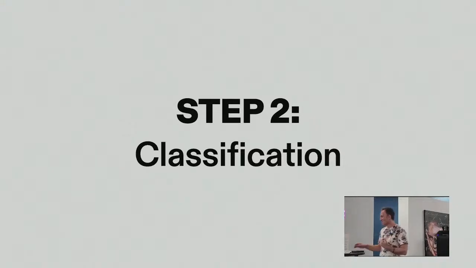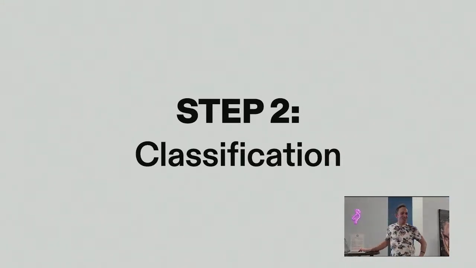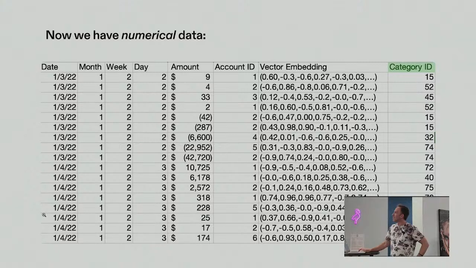So, all right, I'll show you some code now. Actually, so classification. So now what I had was numerical data. I had 4,000 rows of dates.